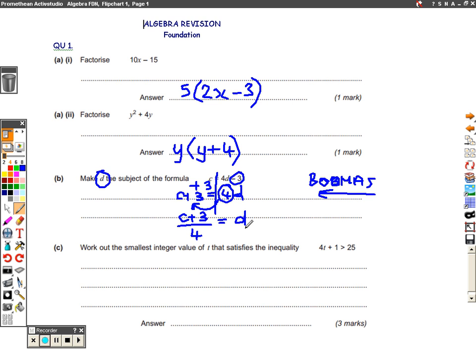Work out the smallest integer. Now, an integer is a whole number value. Treat your inequality sign just like an equal sign and rearrange. Plus 1 becomes minus 1. So 4t has got to be greater than 24. Bring your 4 across, which becomes divide by 4. T has got to be greater than 6. Now, the smallest integer, it's got to be greater than 6, so your smallest integer could be 7.